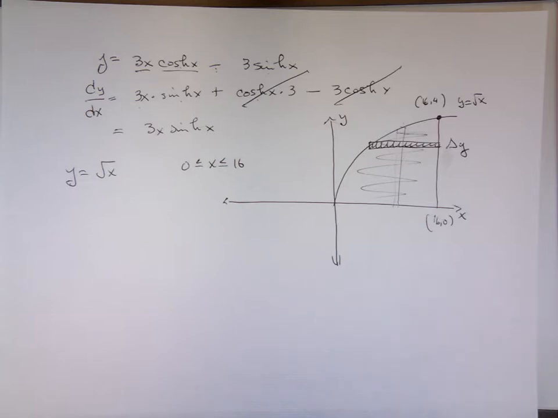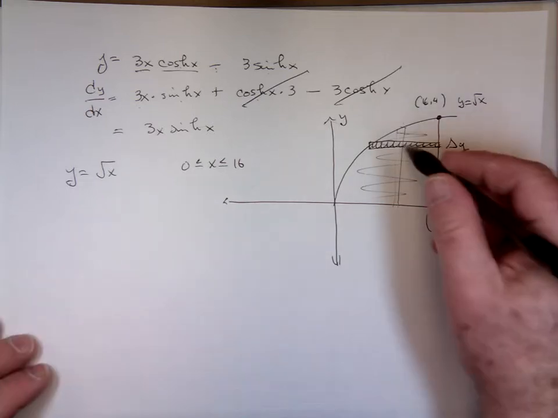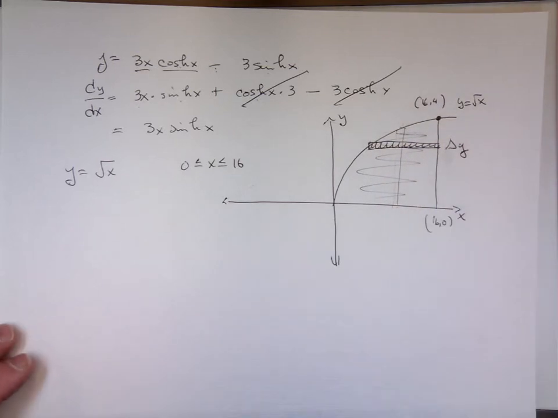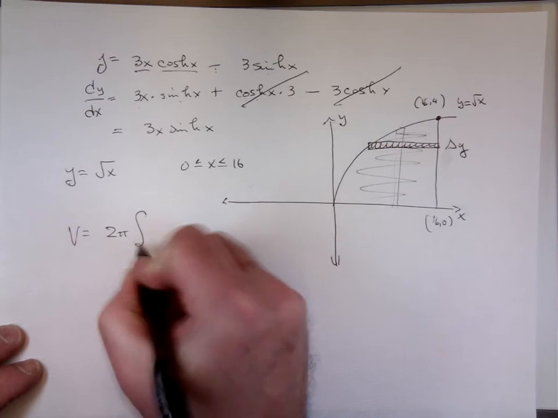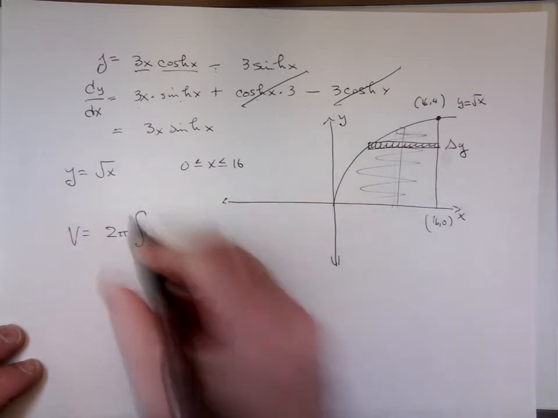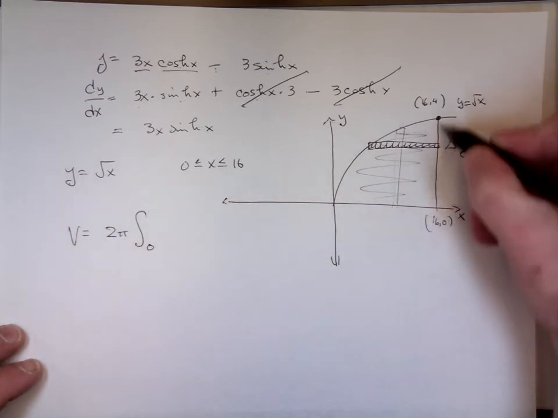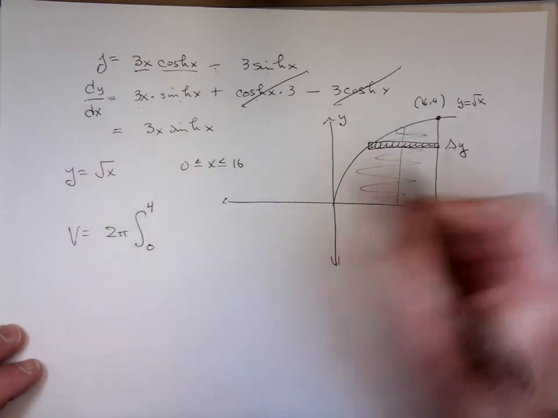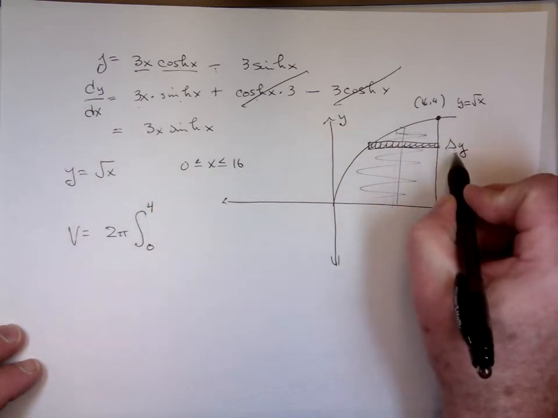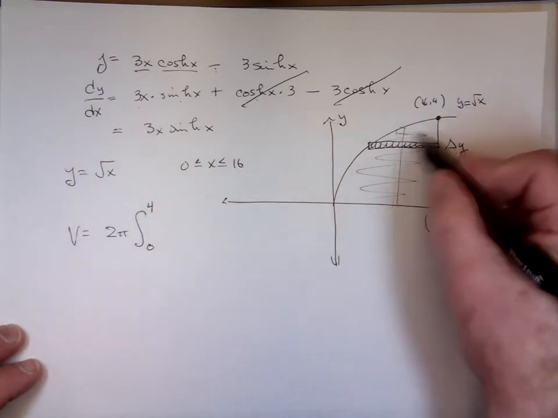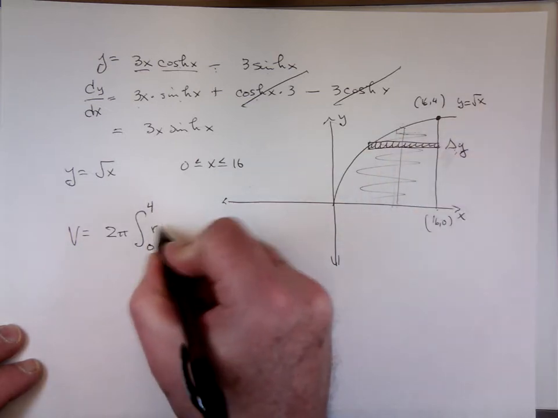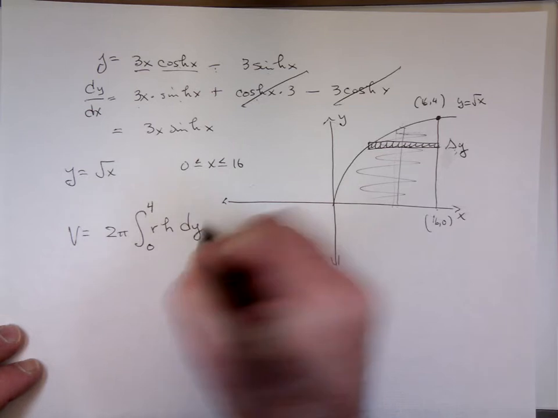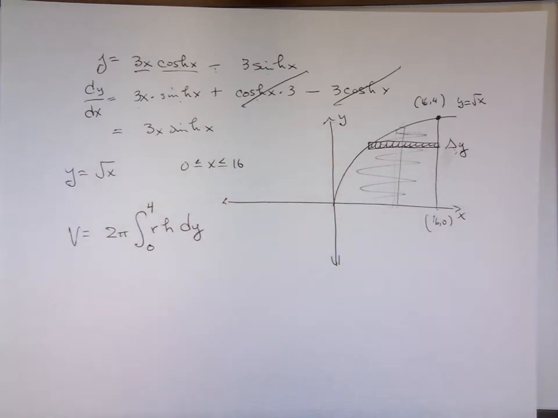All right, so let's whip this thing around the x-axis. We are going to generate shells. The volume is going to be equal to 2 pi times the integral from 0 to 16. We've got y's. The y's are going to go from 0 to 4. Because this is a delta y here, that means everything is in terms of y. 0 to 4, r h dy. This is the shell method. That's equal to 2 pi.